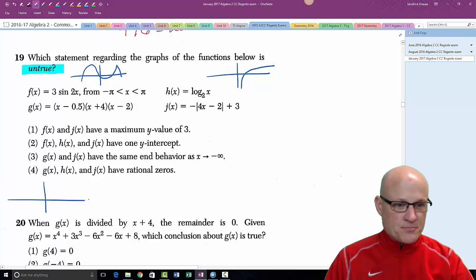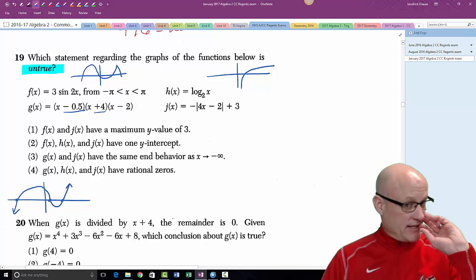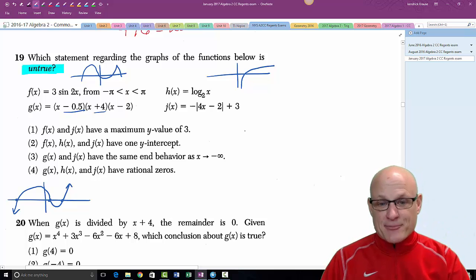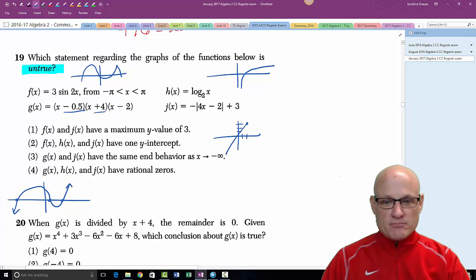3, I'm going to do down here. It's got a root at positive 0.5. It's got a root at negative 4. And it's got a root at positive 2. So it's going to look something like this. You know, it could look like that. It could look like something else, but something like that. And this is an absolute value, centered at negative 2, plus 3, and it's coming down.